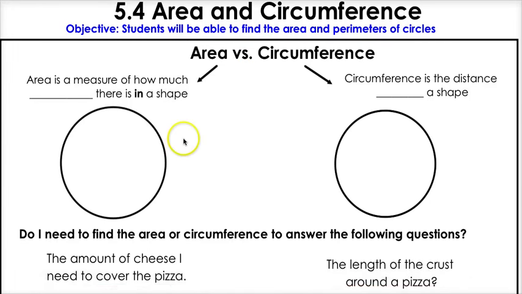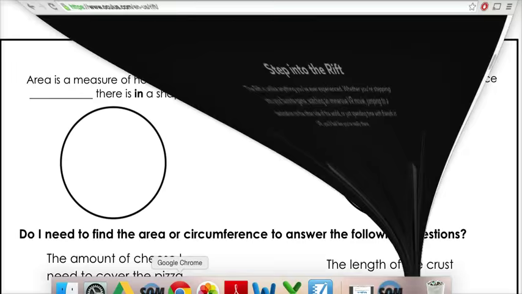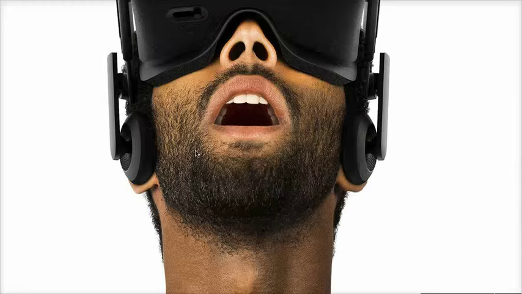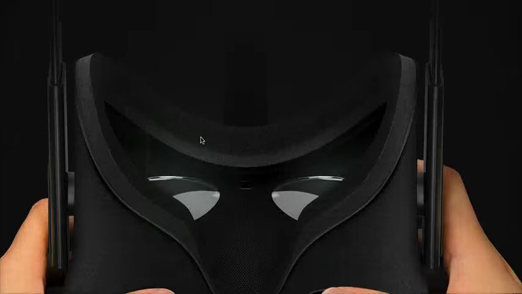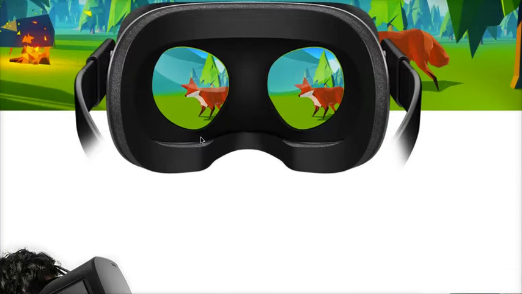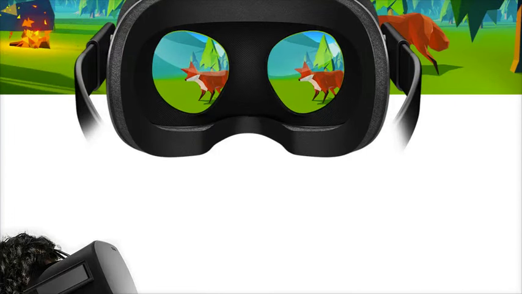Now, before we get started, I have an important question. Are you as pumped about the Oculus Rift as I am? Because 3D is coming. It is coming right now. I can't tell you how pumped I am. But that's beside the point.